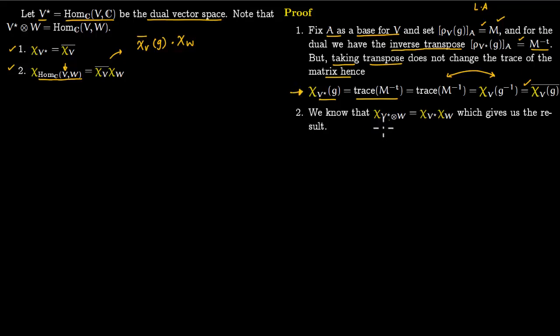And for the second part, you know that if you take any two vector spaces like this, the character is just a product, and this again we have seen in a previous lecture. So this is just the product of two elements, chi of V star times chi of W. But this thing is right here, because V star becomes this conjugate, and V star tensor W is just Hom(V, W), which comes right here. So this side is exactly this side, since this is the same as this, and this is the same as this from part 1.